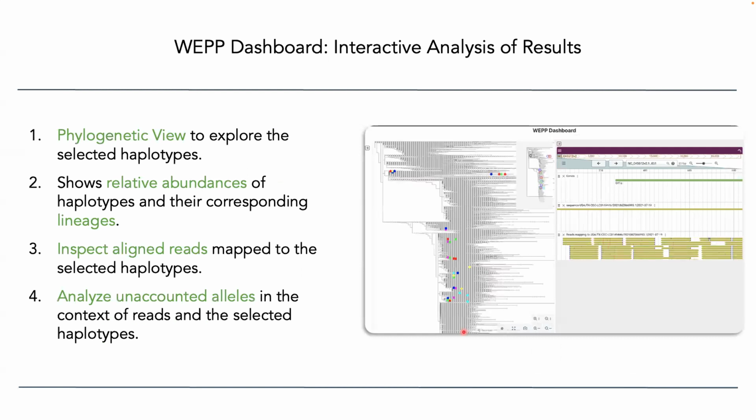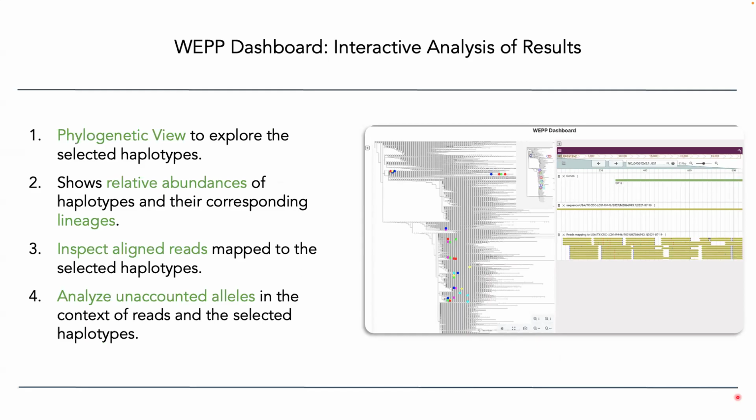So now Prateek will tell us more about the WEPP dashboard and how you can use it to interpret the results better. Thanks, Pranav. So, the final output of the WEPP pipeline is an interactive dashboard for analyzing the haplotypes detected from the wastewater samples.